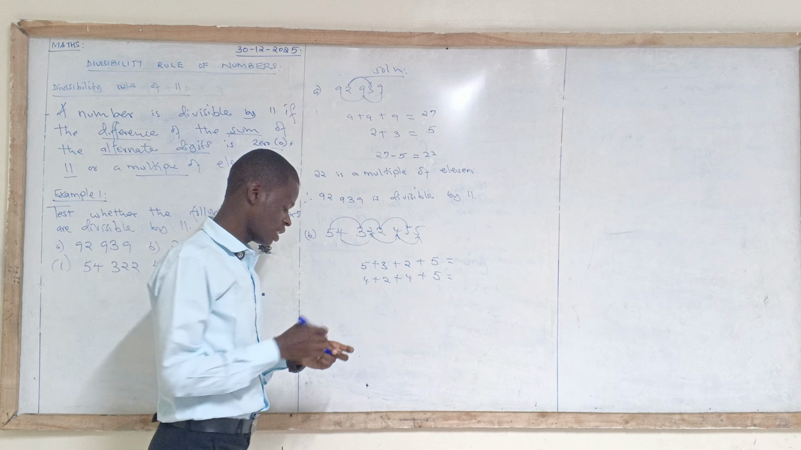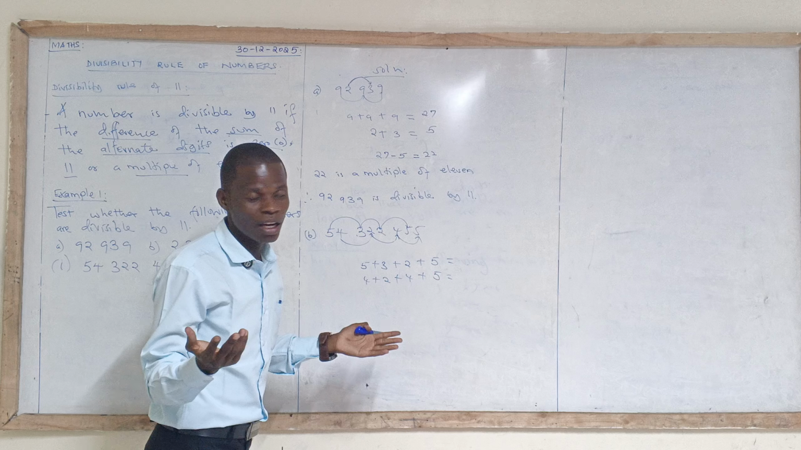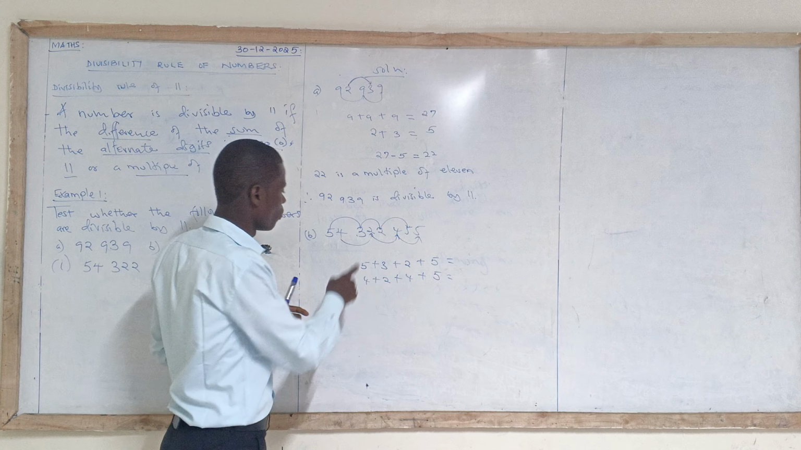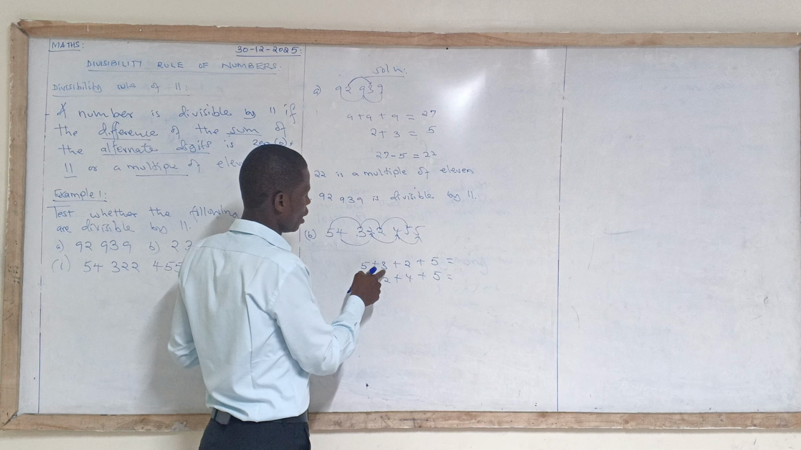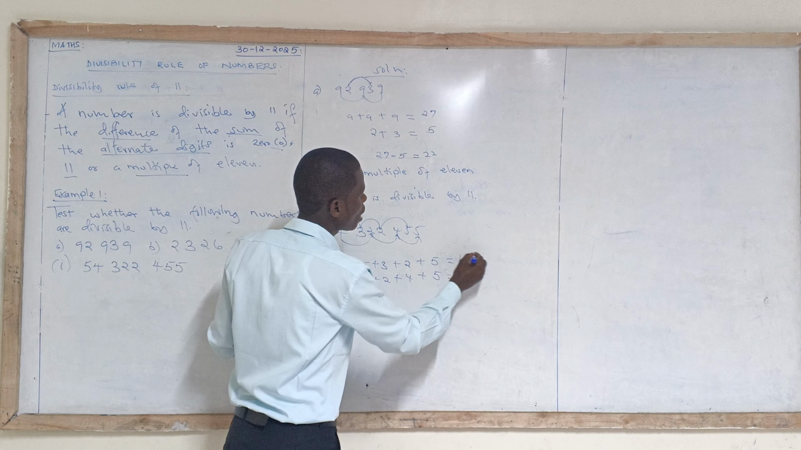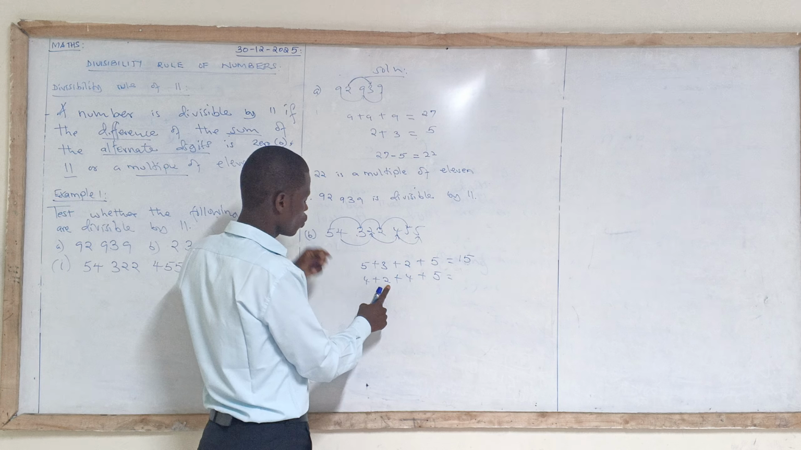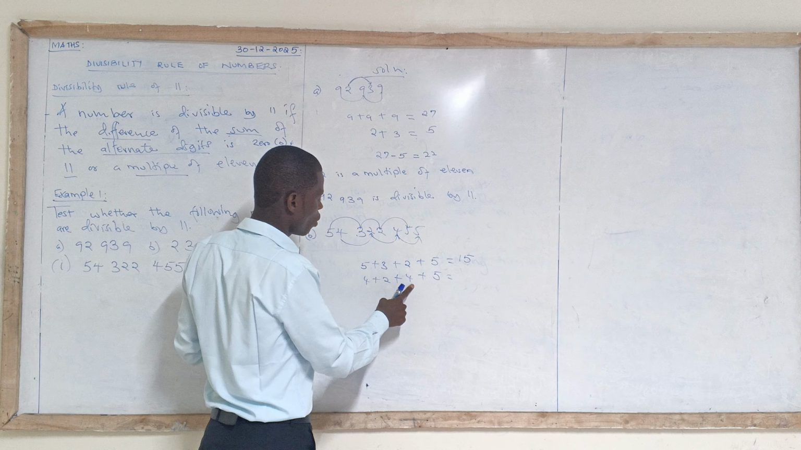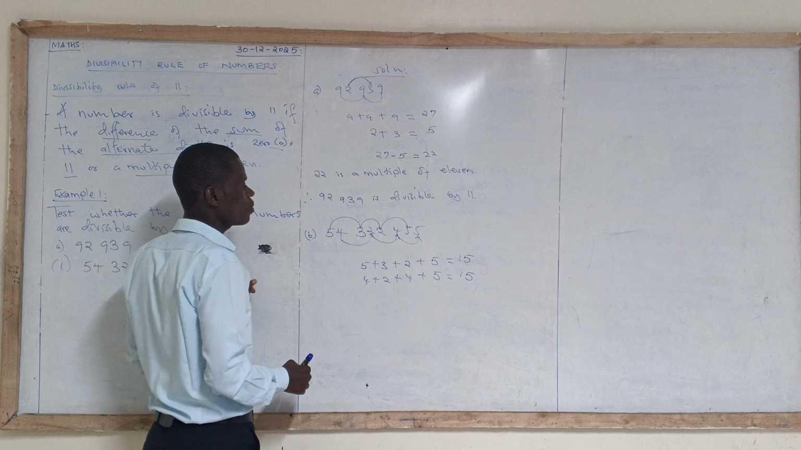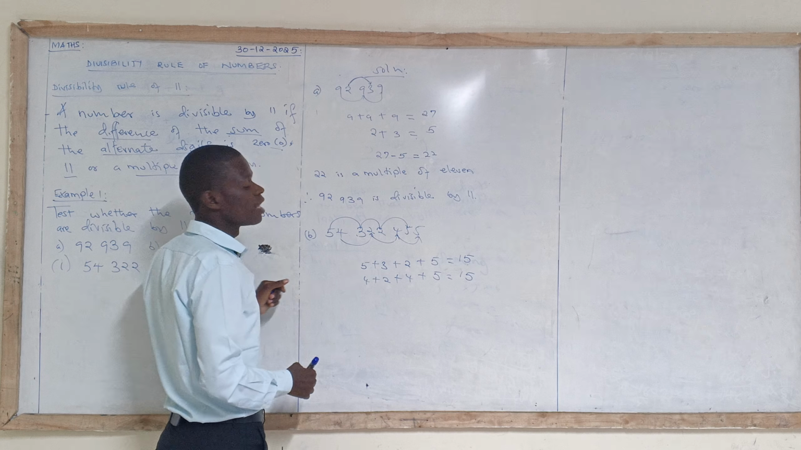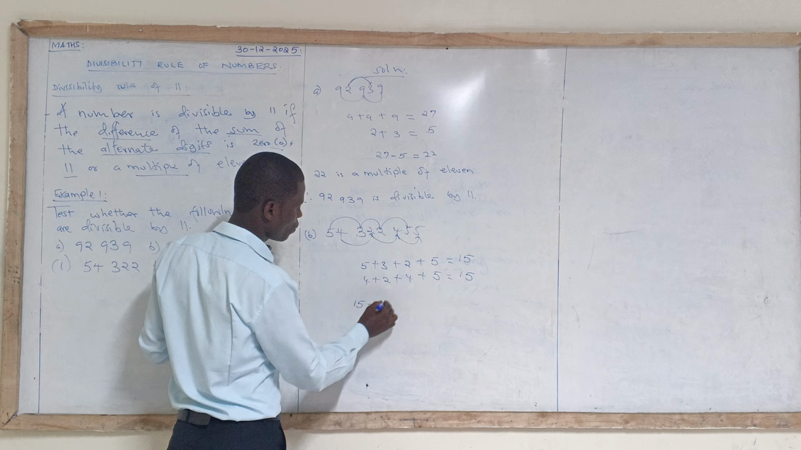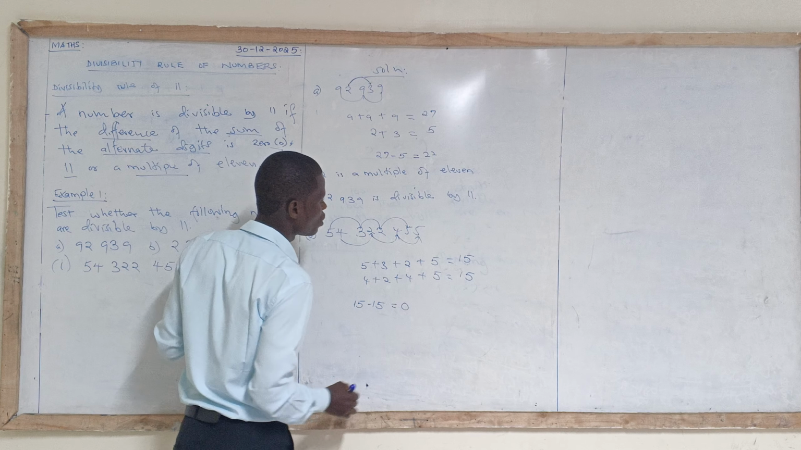Get the sum of the alternate digits. We have done a lot of mental addition and multiplication. This one won't be a problem. 5 plus 3, that's 8. 8 plus 2, 10. 10 plus 5, 15. So the sum here is 15. Here, 4 plus 2, that is 6. 6 plus 4, 10. 10 plus 5, still 15. Now I move to the difference of the sums. We have 15 minus 15, I have 0.